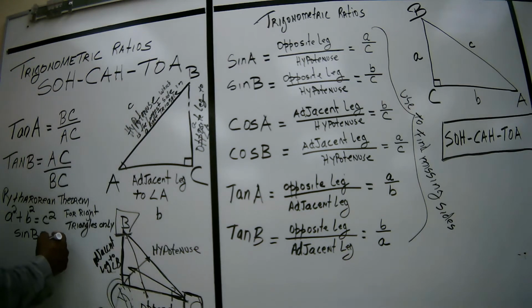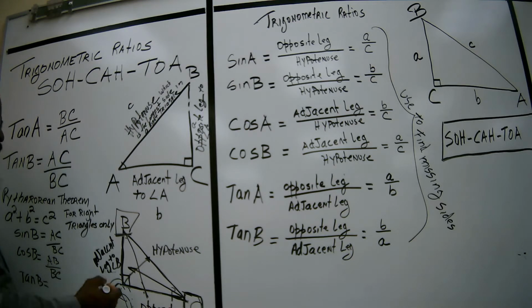In this case, to find sine of B, it is the opposite, which will be AC over BC. And to find cosine of B, cosine means adjacent. The adjacent is side AB, over the hypotenuse, which is BC. Now to find tangent of B, it will be the opposite, which is AC, over AB. This is the leg. The tangent function has to do with the legs. It doesn't have anything to do with the hypotenuse.